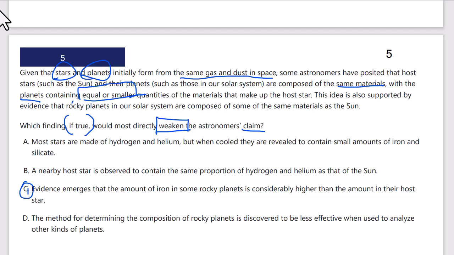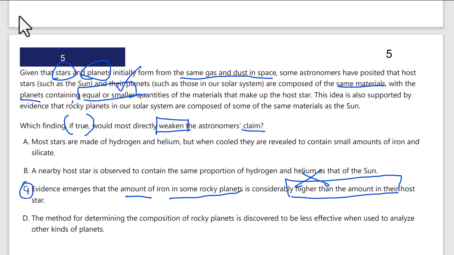Evidence emerges that the amount of iron in some rocky planets is considerably higher than the amount in the host star. So if the amount of iron is greater, it should be equal to or smaller. But it's not. It's actually higher than the amount. That weakens the claim. That will be our answer.